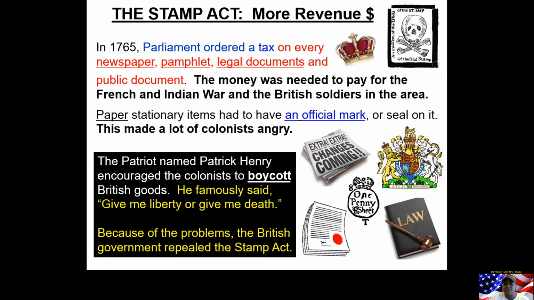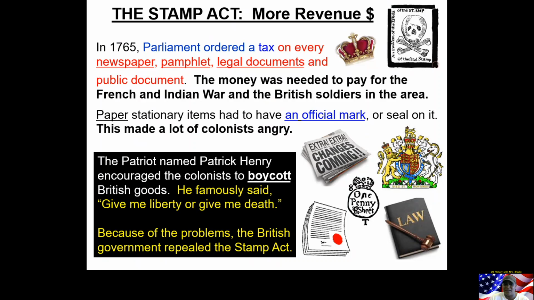The king is trying to raise revenue to help pay for the French and Indian War. War is expensive. Got to pay the soldiers. Got to pay for the food for them to eat. You got to buy the weapons. You got to buy their supplies. You got to have a place for them to stay. War is expensive. It could be in the millions and millions of dollars. I mean, think about the military budget today. Our government spends probably billions on the military.